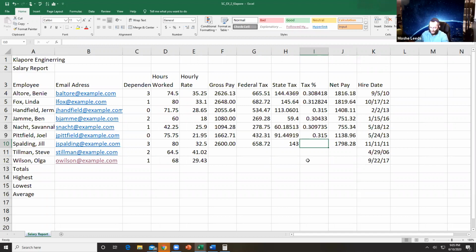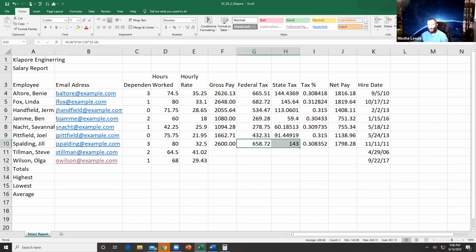Okay, so I'm going to do equals. I want to add the federal tax, so G10 in this case, plus the state tax, which is H10, and then I'm going to divide those two numbers into 2,600. And when I divide that, it's going to give me a 0.30, which is 30%, 30.8, which is probably rounded up to 31%.